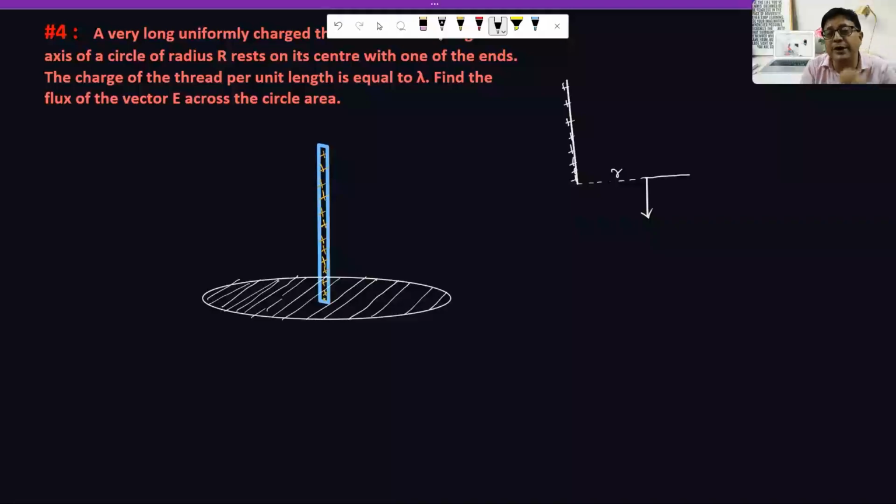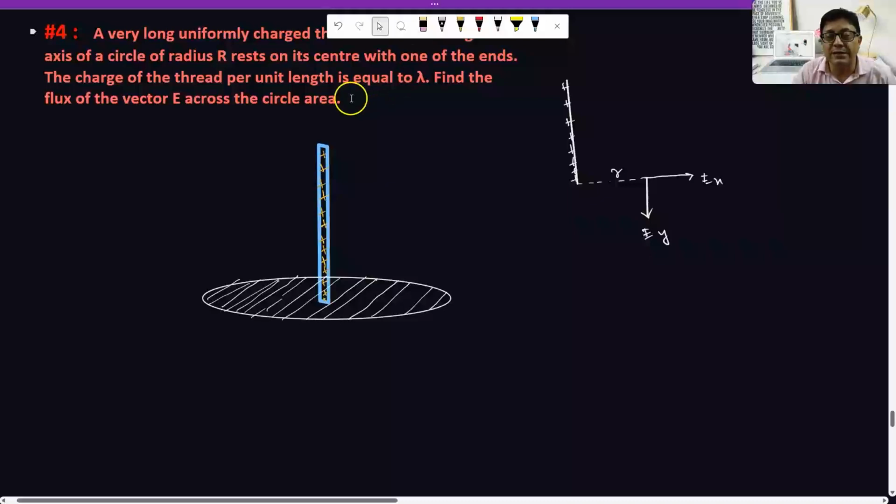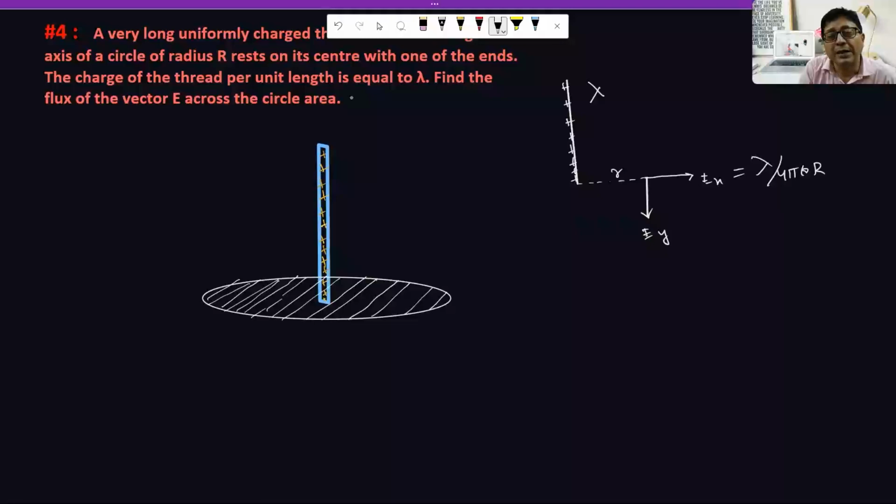Field has two components here. One is along x-axis, the other one is along y-axis. And you know the magnitude of this. If the line density of charge is lambda, electric field is here lambda by 4 pi epsilon0 r, and this field is also lambda by 4 pi epsilon0 r. I am not talking about the resultant field. Why? This we will understand.